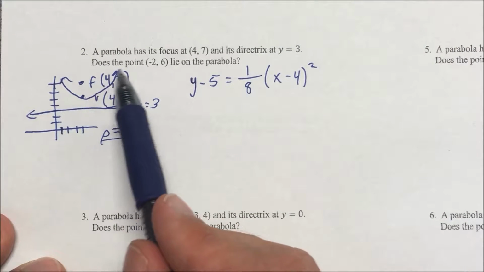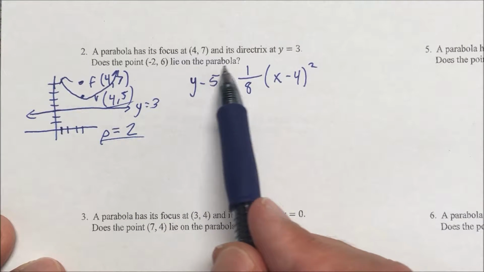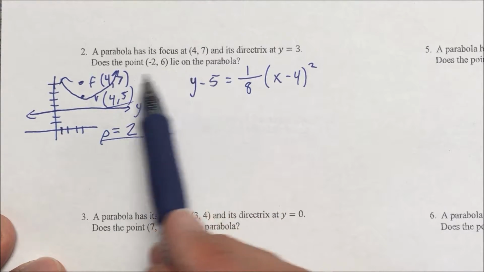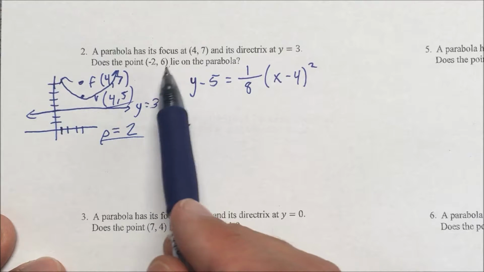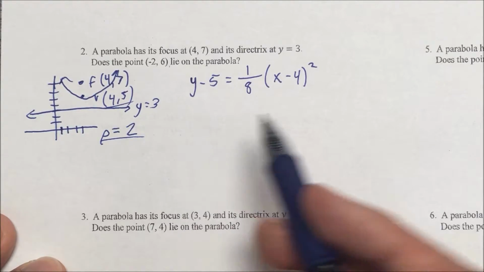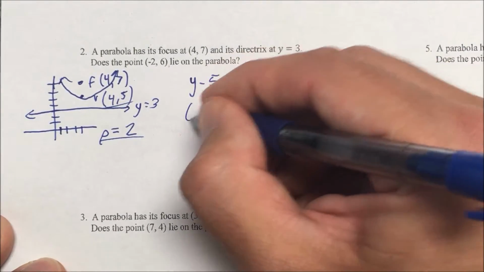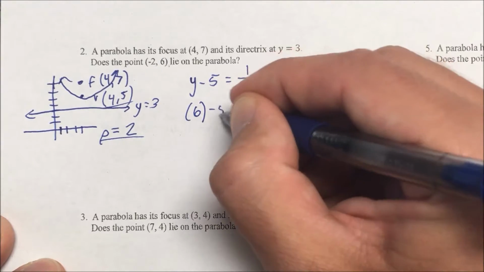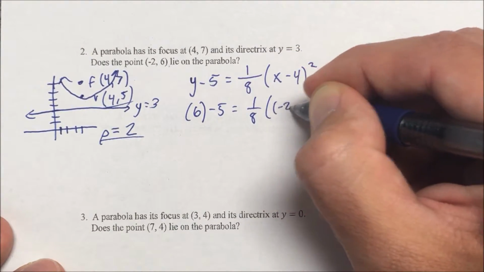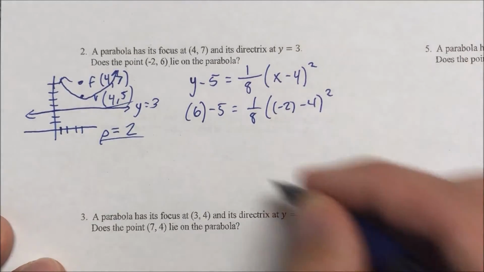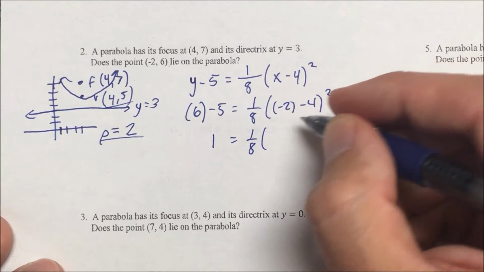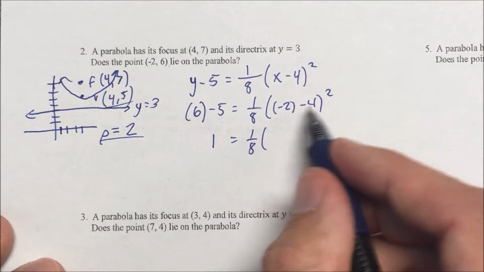And then the question says, does the point (-2, 6) lie on the parabola? Well, whether you're doing linear equations or quadratics or circles or whatever kind of equations, if you want to know if that point lies on that line, you're going to plug that point in. So what we're going to do, we're going to plug in 6 right here. 6 minus 5 equals 1 over 8 times negative 2 minus 4 squared. So this will give me 1 over here, and this will be 1/8, and this will be negative 6.